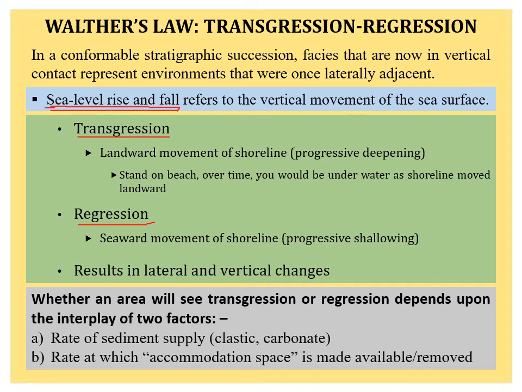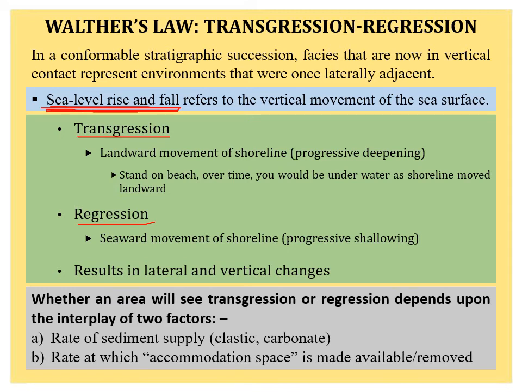So with respect to a particular point, if the depth of sea water increased, we call it sea level rise, and if the depth of water decreased, we call it sea level fall. That is not, or is very little, related to transgression and regression. An area may suffer sea level rise and fall, but there is no transgression or regression. So for transgression and regression, the shoreline must move.